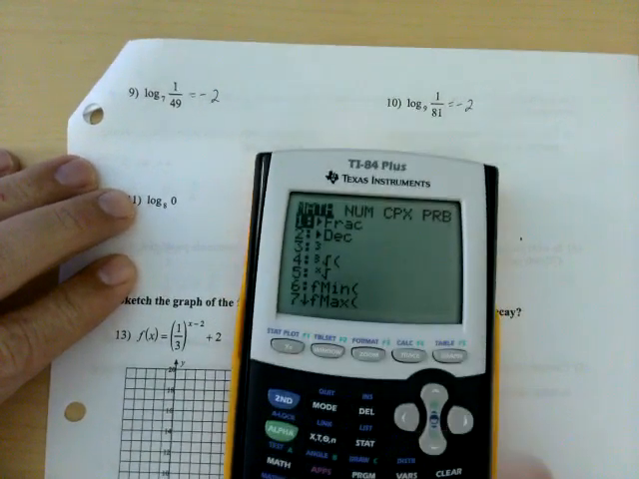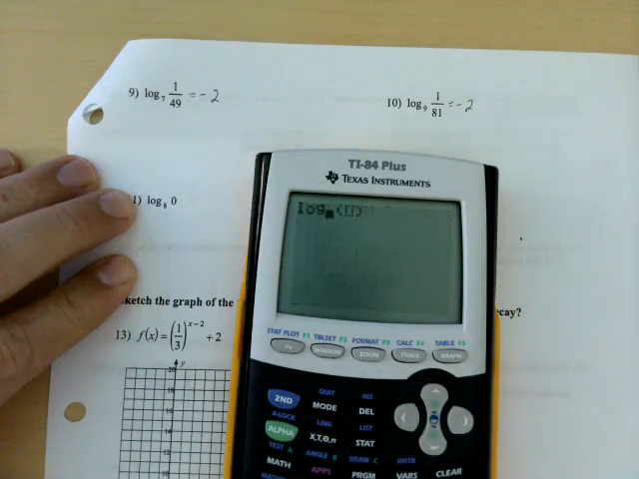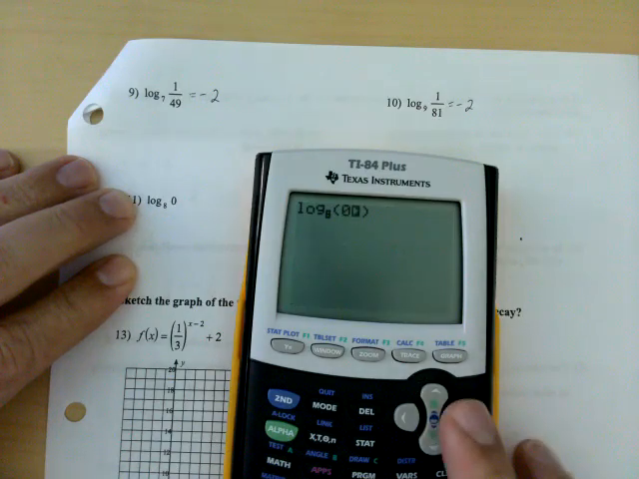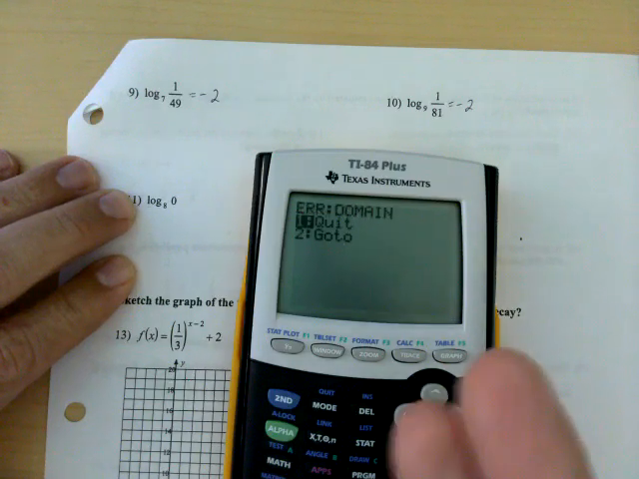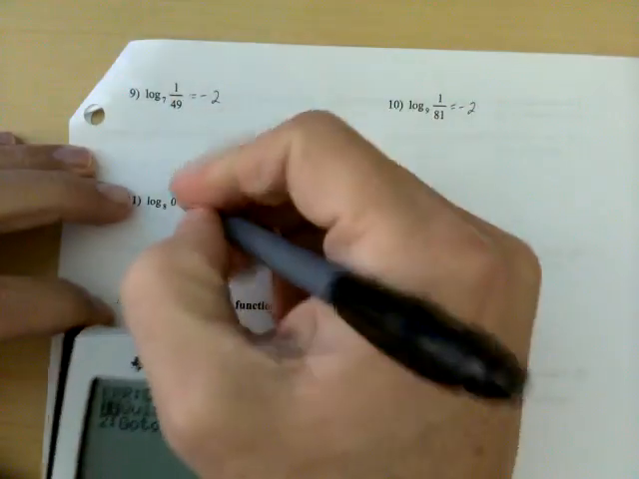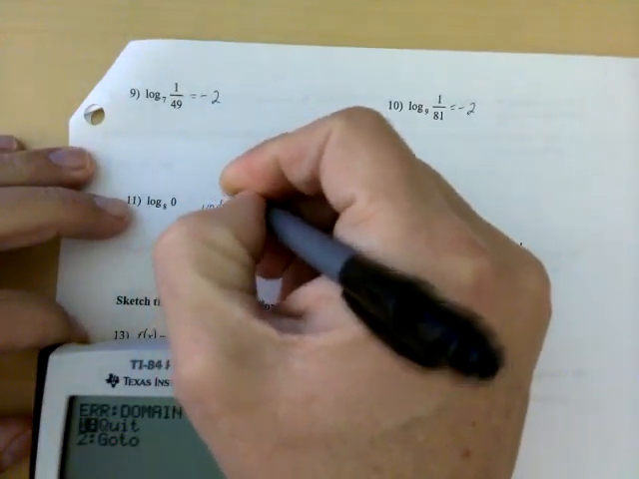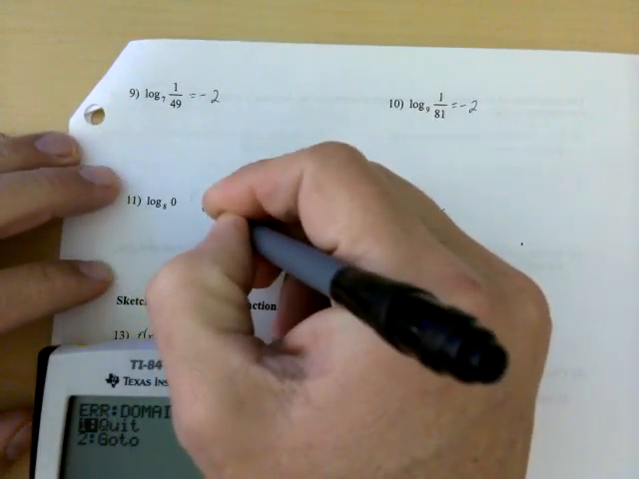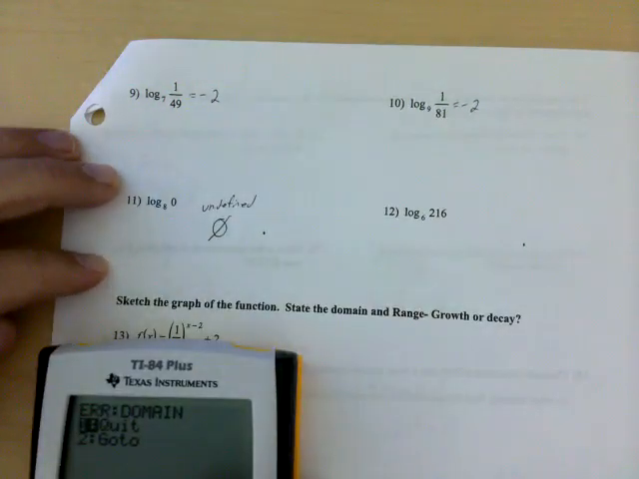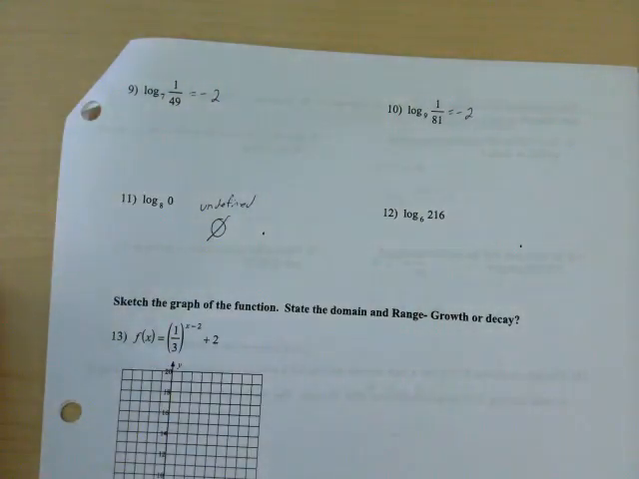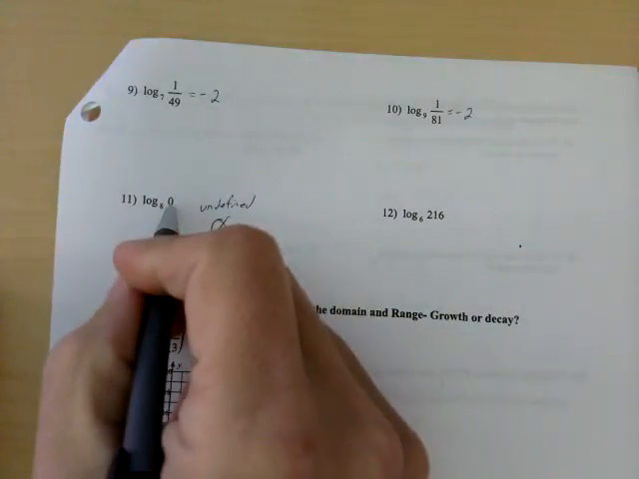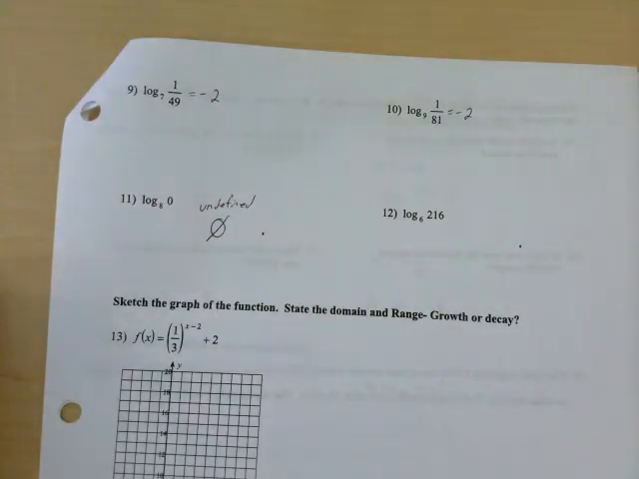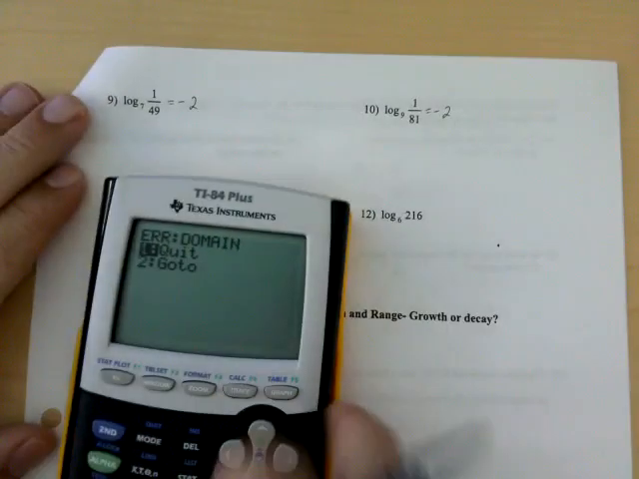If I do math key, scroll up, and I go 8, and then of 0, 8 raised to what power is going to make it a 0? You're going to see it's impossible. No answer. It's undefined. Okay? So you remember, you get an error in the calculator, which means it's impossible to find. 8 cannot be raised to anything to make it 0. You can get real close to 0, it's just not going to be 0.